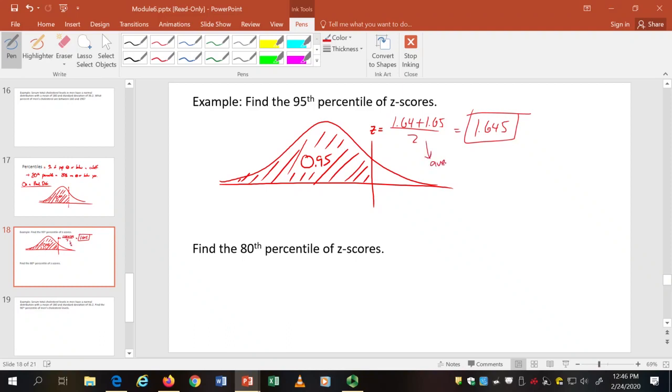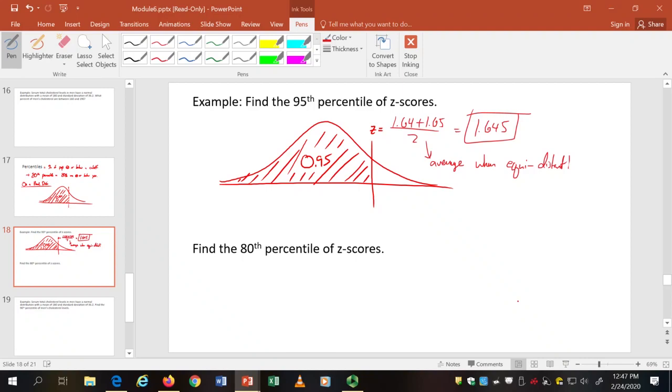And so you average equidistance. Okay, but you average the z-scores, not the probabilities. If you average the probabilities, they just come out to 95% because they're equidistant. So you average the z-scores.